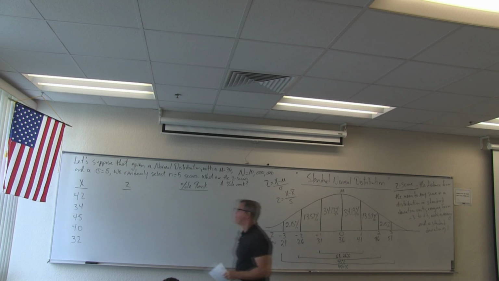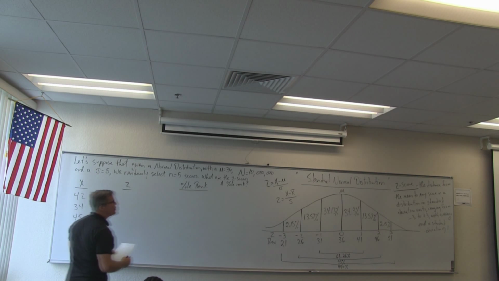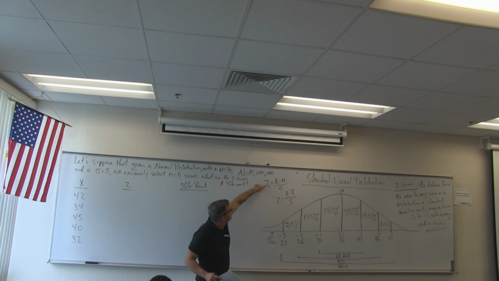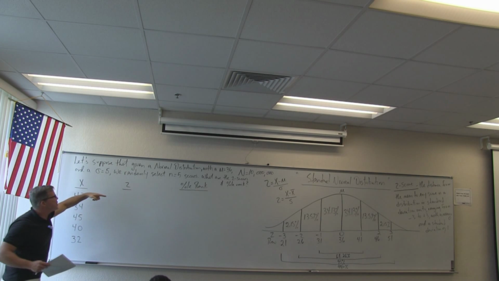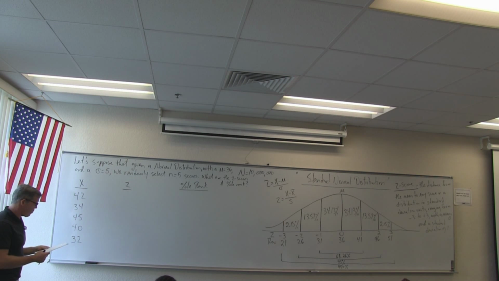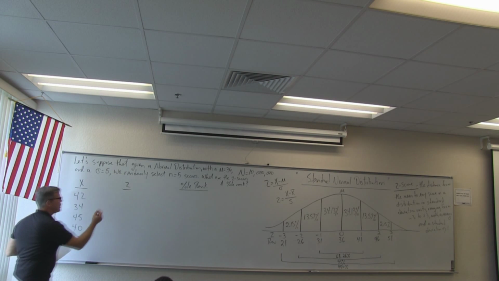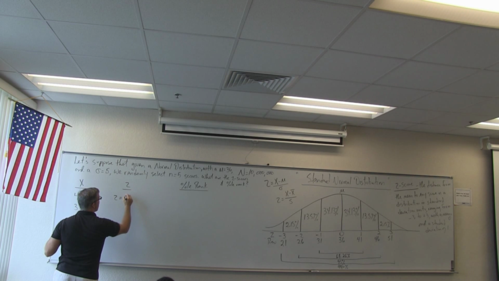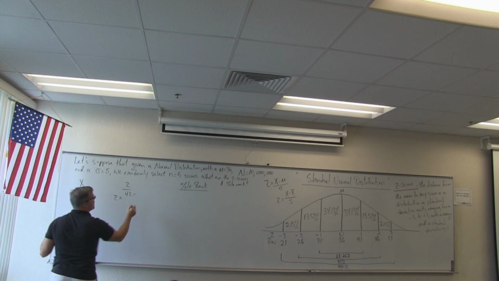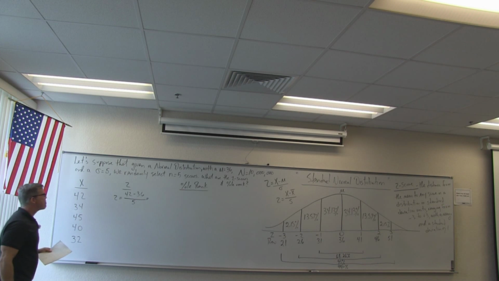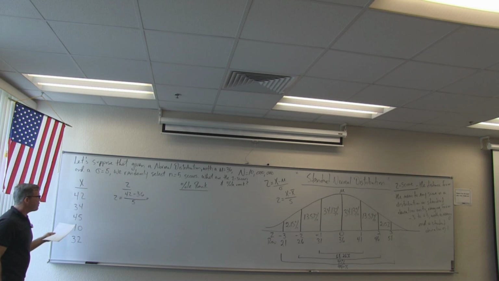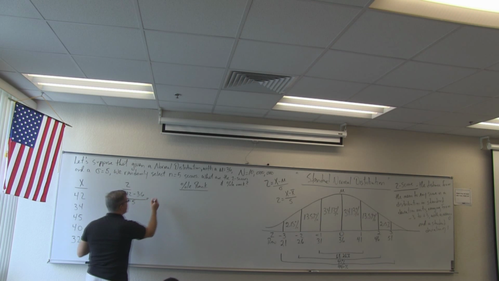And let's get started. We're going to be using this formula. We're going to convert raw score to Z score for the purpose of determining percentile rank. Let's do that. For the raw score 42, Z is the score, 42, minus the mean, 36, over the standard deviation, 5. That looks like 6 over 5, or a Z of positive 1.2.